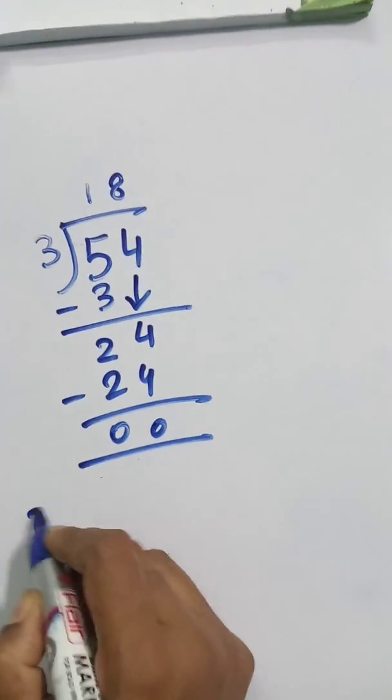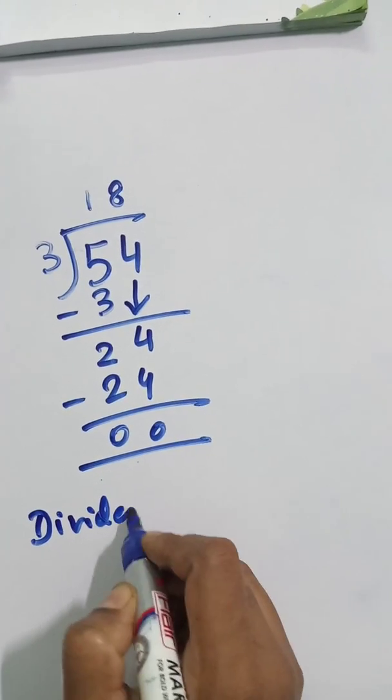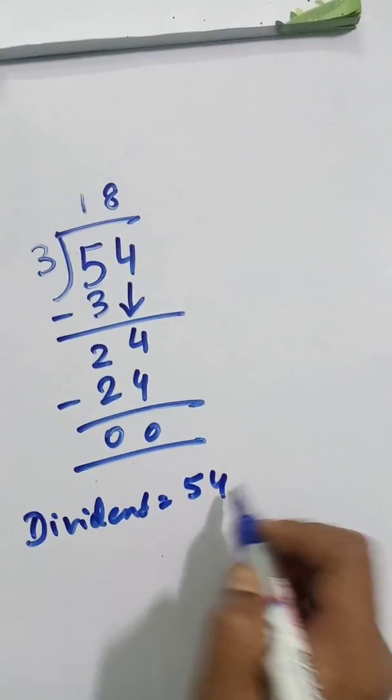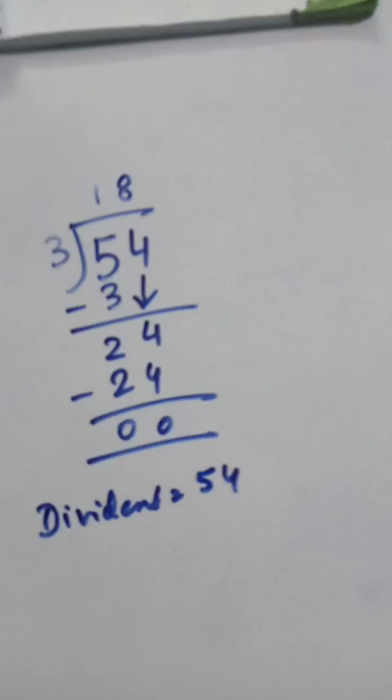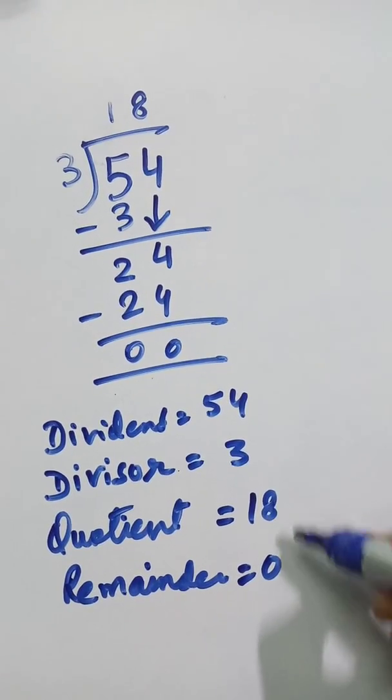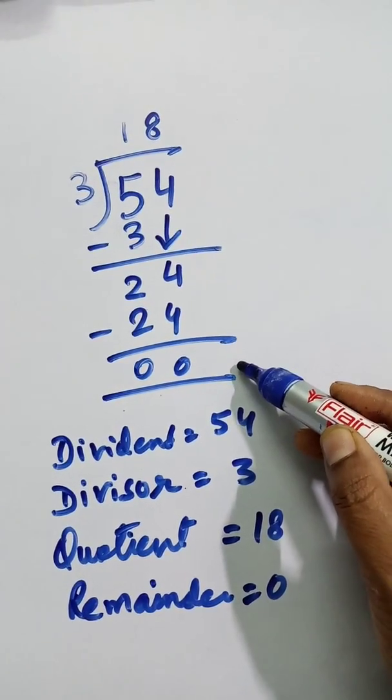So children, here you write the dividend. Our dividend is 54, divisor is 3, quotient is 18 and remainder is 0.